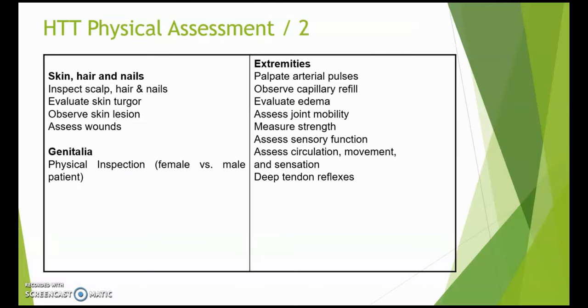All right, part two: skin, hair, and nails, genitalia. So inspect scalp, hair and nails, evaluate skin turgor, observe skin lesions, assess wounds, and overall physical inspection of female versus male genitalia. And then extremities: palpate arterial pulses, observe capillary refill, evaluate edema, assess joint mobility, measure strength, assess sensory function, assess circulation, movement, and sensation, and deep tendon reflexes.